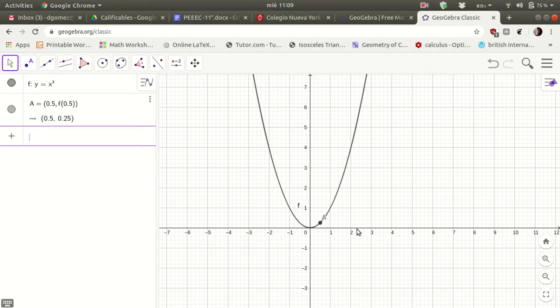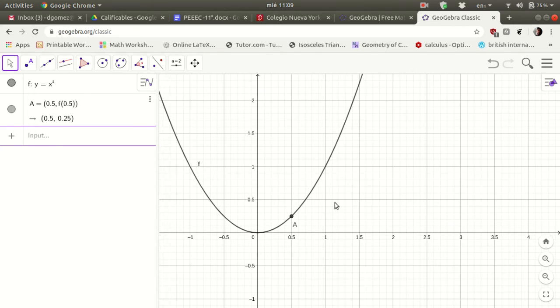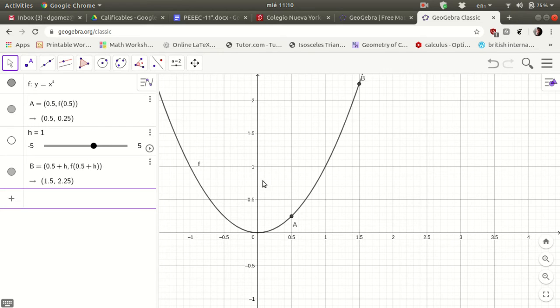So that is this point A. Let's zoom in a little bit so we can have a closer look. Well, we don't really know how to do that, but one way to approximate instantaneous rate of change is to find the average rate of change between 2 points on the graph. So let's pick another point on the graph. Okay, so we have point B with coordinates 1.5, comma 2.25.